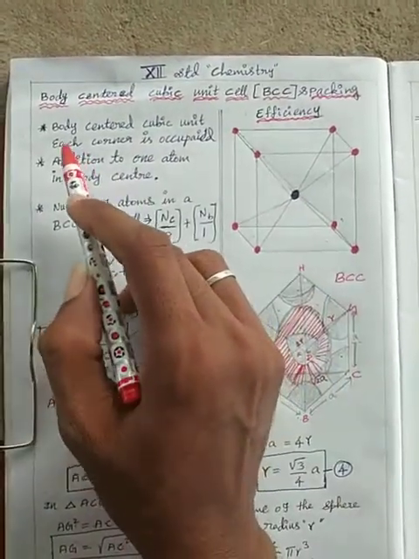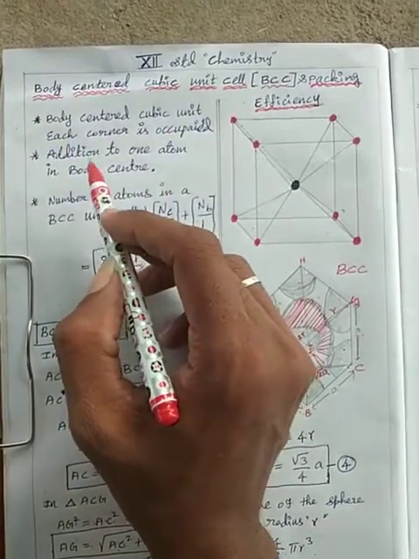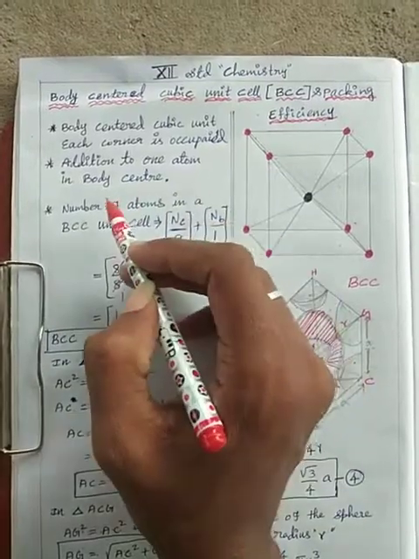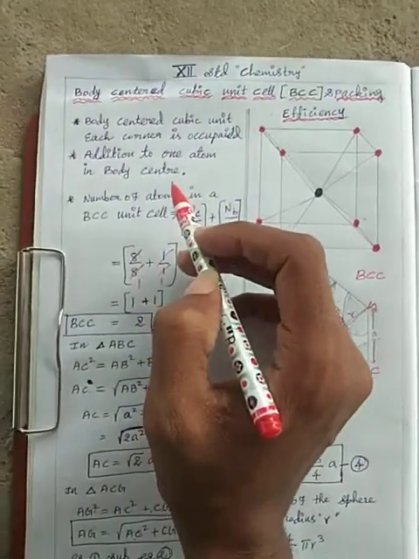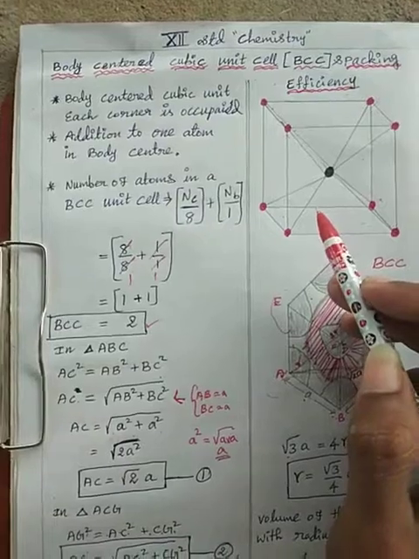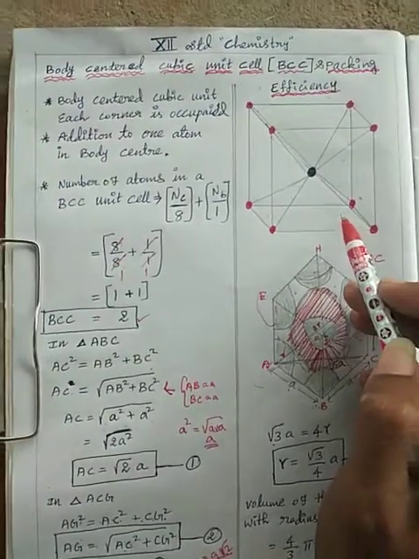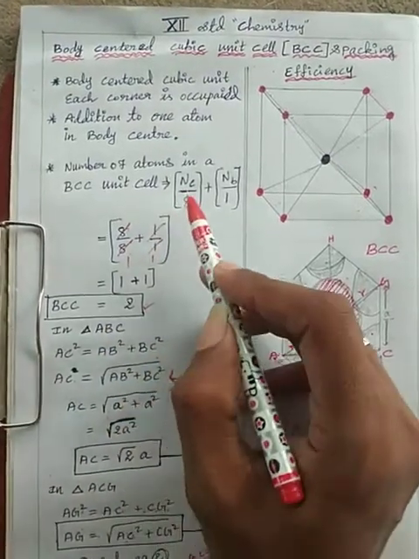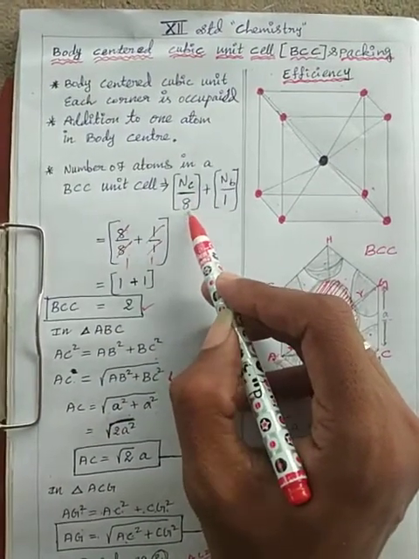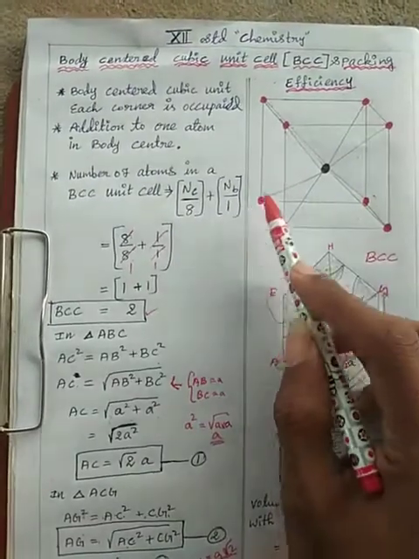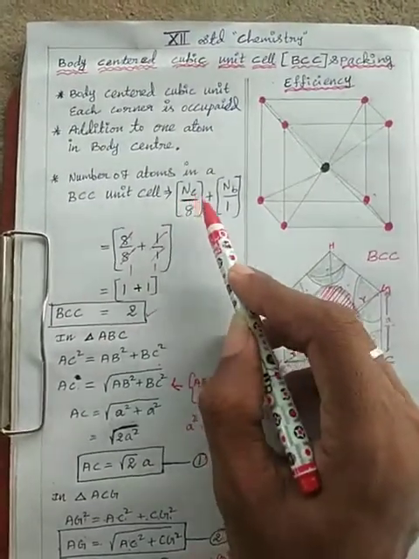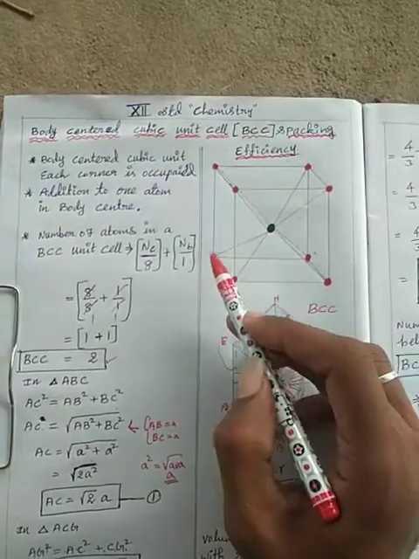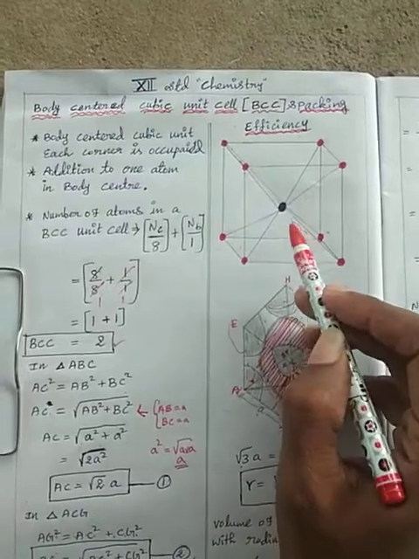So, two points. In the body centered cubic unit cell, each corner is occupied, and in addition one atom is at the body center. Next, apply this to the cubic unit cell of body centered cubic. Number of atoms present in a body centered cubic unit cell: number of corner atoms divided by 8, plus number of body center atoms divided by 1.